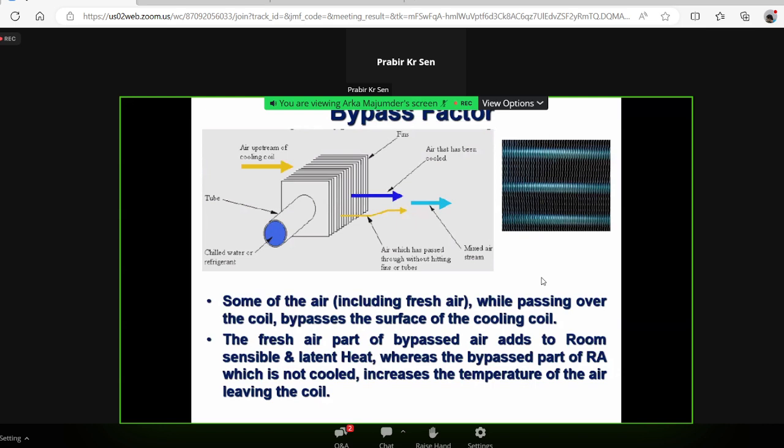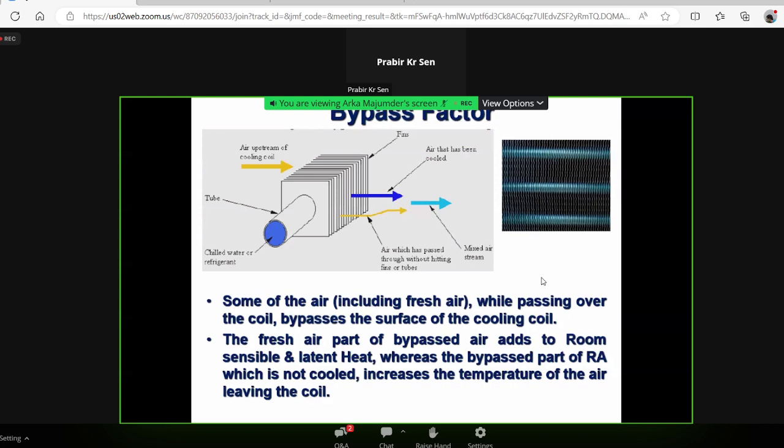It comes into the room by bypassing the cooling coil. If the bypass factor is 12%, then 88% of the air, even the outside hot air, we will cool in the cooling coil. But 12% manages to bypass the cooling coil and comes straight into the room and adds both sensible and latent heat to the room. So we have to take care of that. So you know what a bypass factor is, and a bit of the return air also bypasses, a similar 12%.